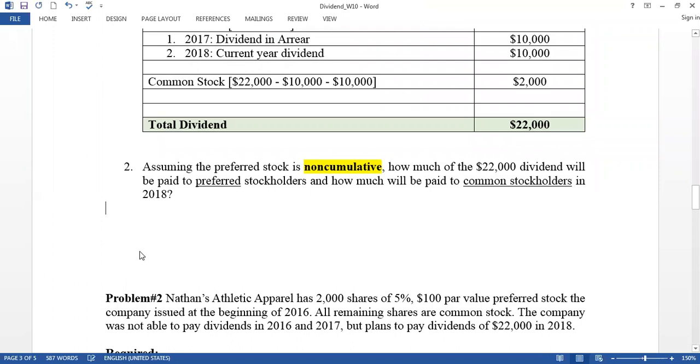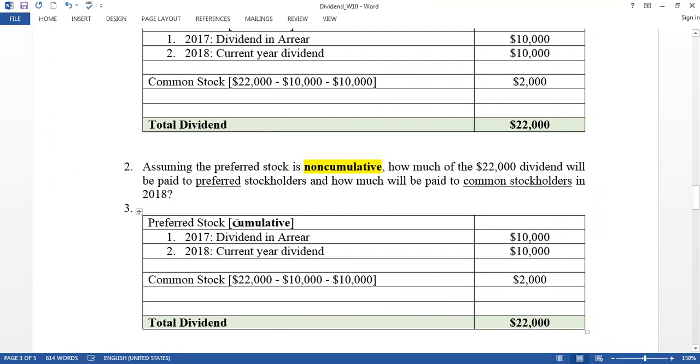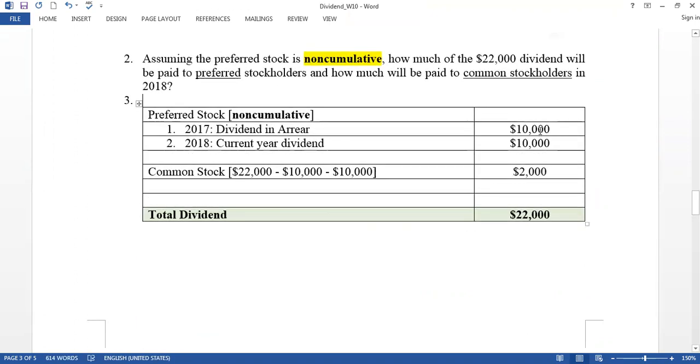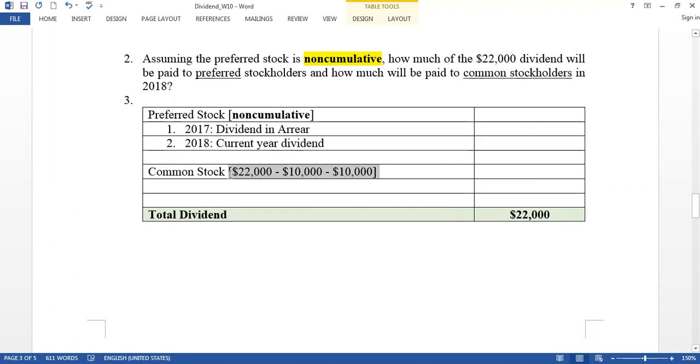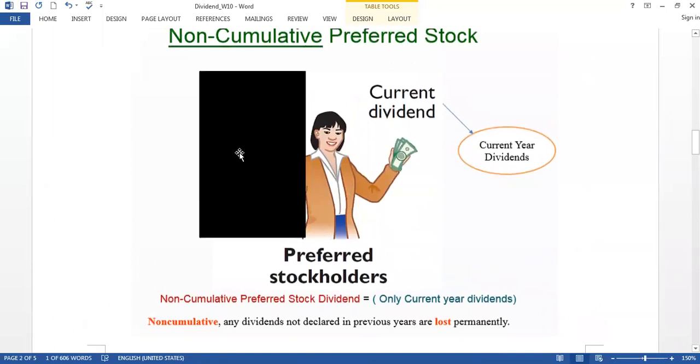Assumption 2. This is assumption 2, which says that they are non-cumulative, not cumulative. Do you understand? Now, how to allocate this money? This is the question. We know the total is $22,000, right? And the non-cumulative picture is here. Can you remember what this is?